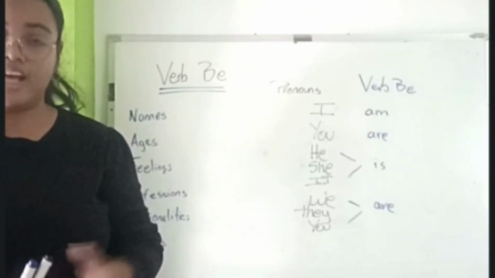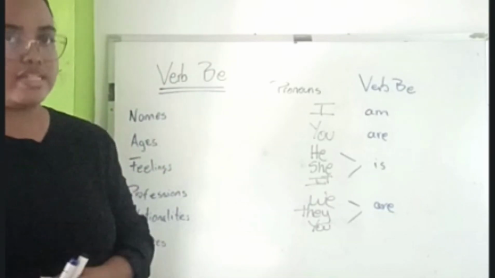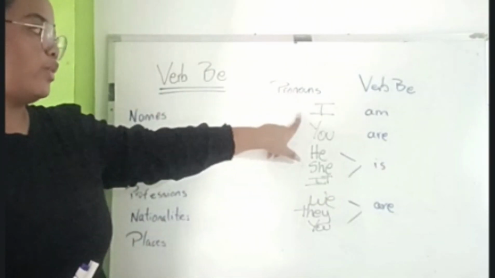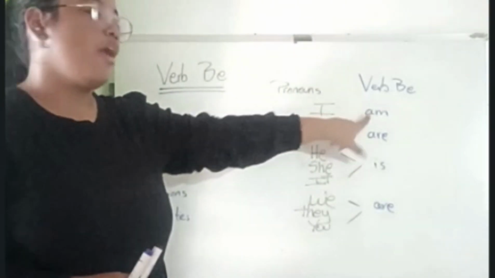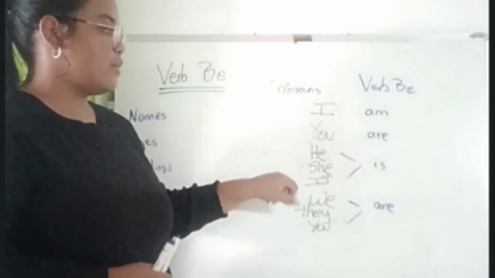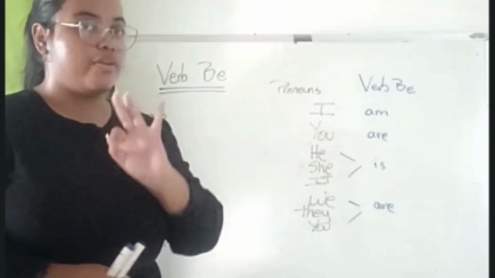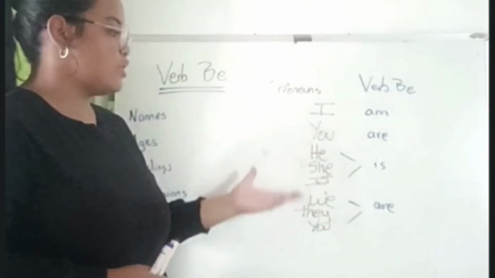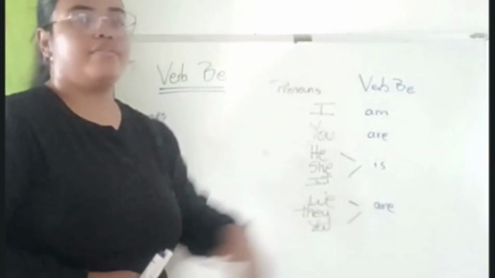The verb be has three forms in present tense. For the subject I, we use the verb be am. For the subject you, we use the verb be are. For the subject he, she, it, that is third person, we use is. And for the plural forms of the subjects, we use are.